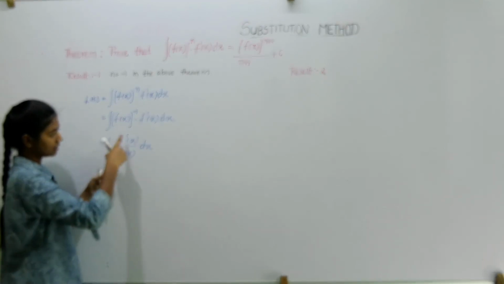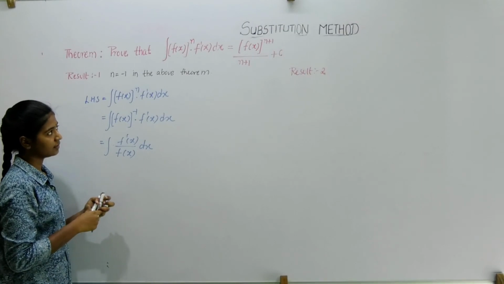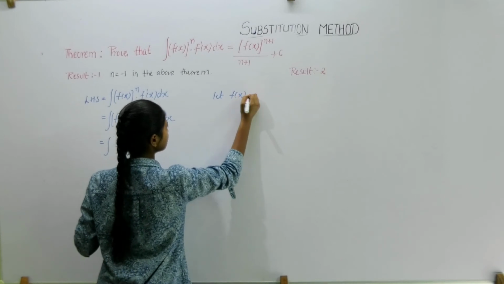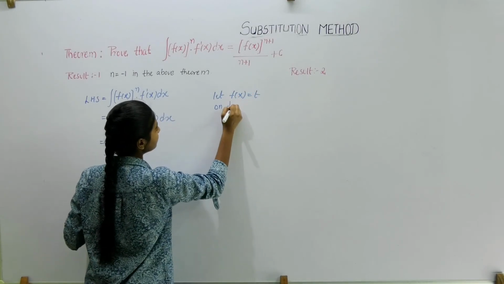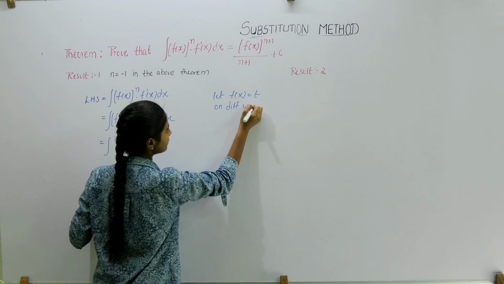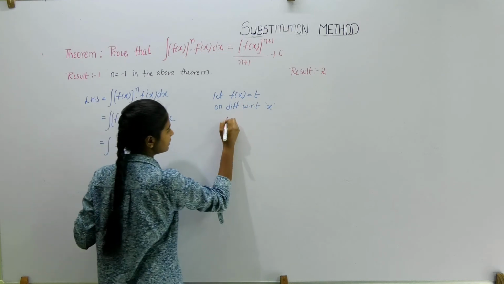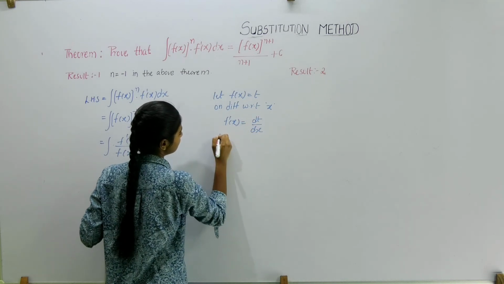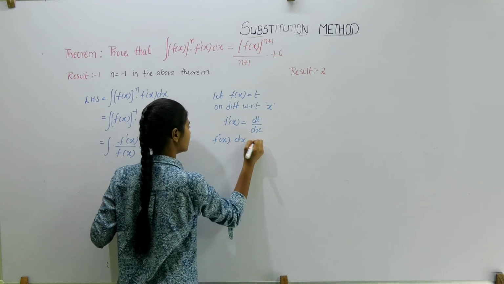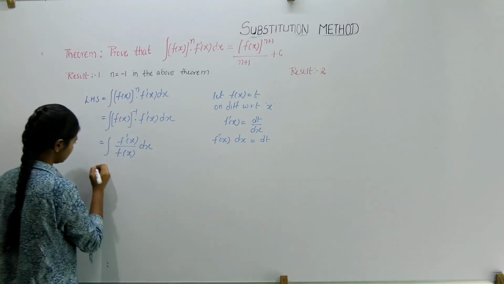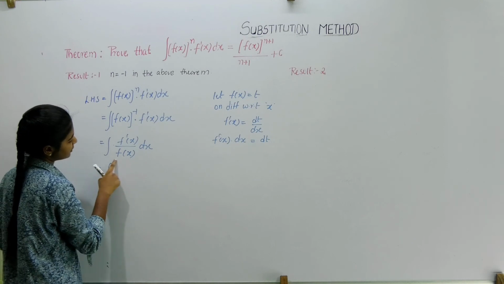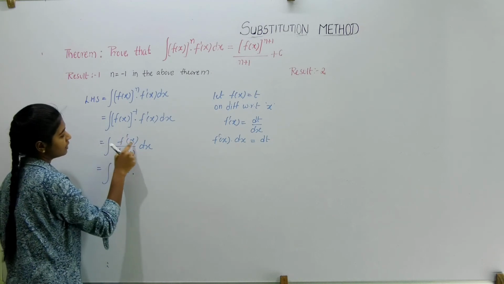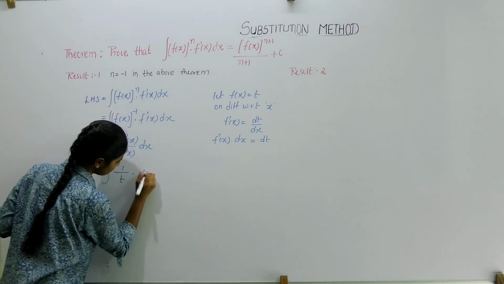To solve this integral f dash of x by f of x dx, let us go for substitution method. Let us assume f of x is equals to t. On differentiating with respect to x on both the sides, we get f dash of x is equals to dt by dx. Now f dash of x into dx is equals to dt. Here integral as per the assumption f of x is equals to t, it becomes 1 by t, and f dash of x dx, it is dt.